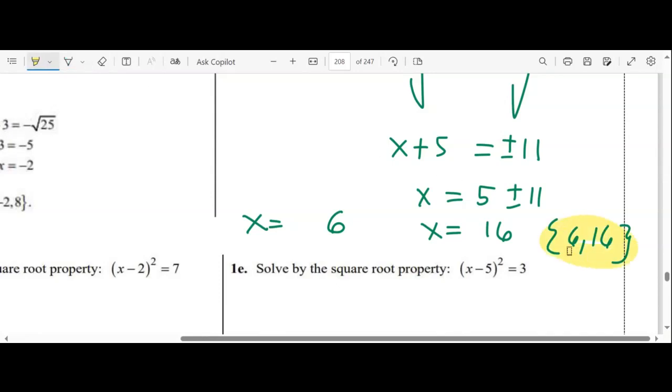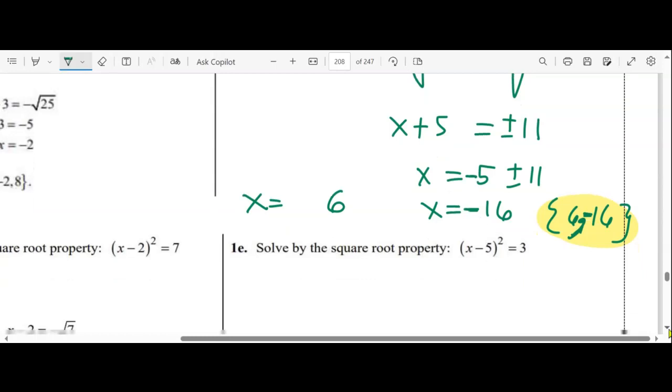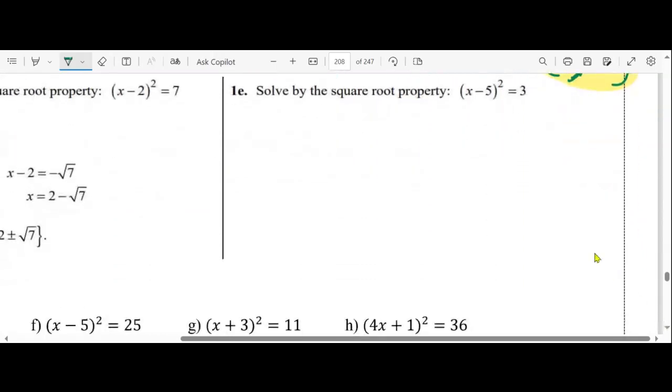It's negative 5, not 5. So yeah, I was testing you, right? So what should we do now? It's going to be negative 16 and here is going to be 6. Correct. You have to change the sign, that's it. Easy? Let's go to the next one.